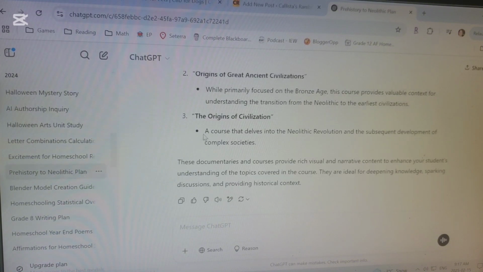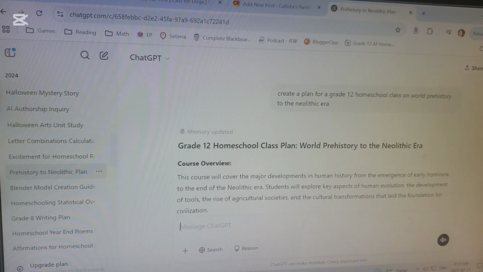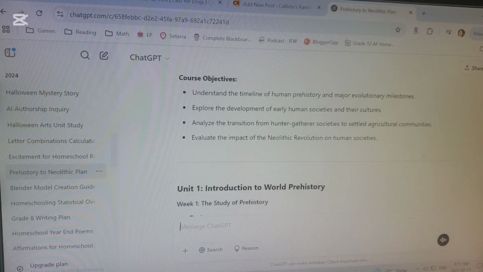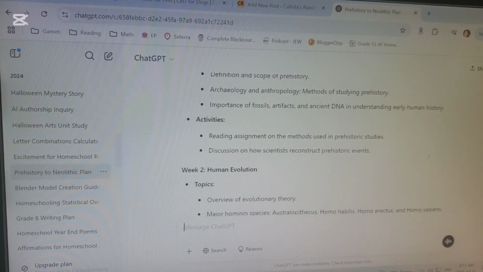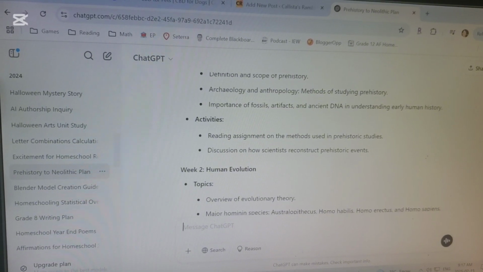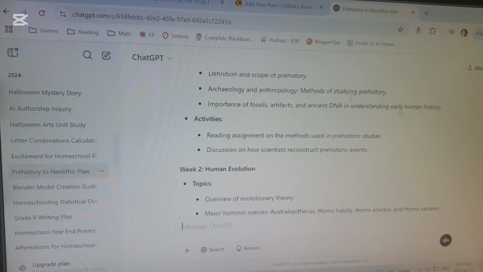This was the one that I did for the actual prehistory class. Create a plan for a grade 12 homeschool class on world prehistory to the Neolithic era. So the more specific you can be, the better it'll give you. But it's okay if you don't know what to say at the beginning, because it will ask you more questions that help you. It will ask you questions that will help you become more specific.